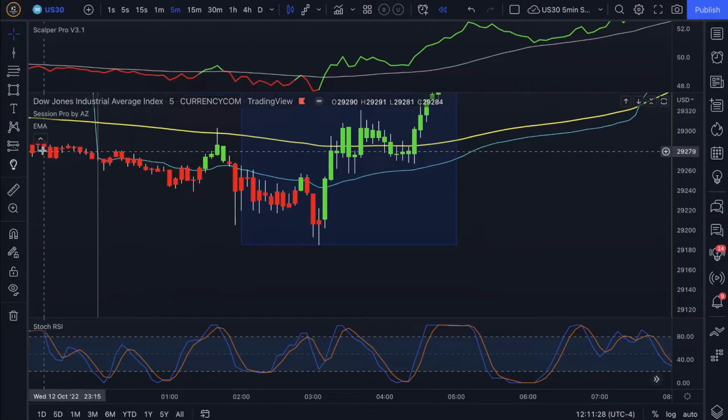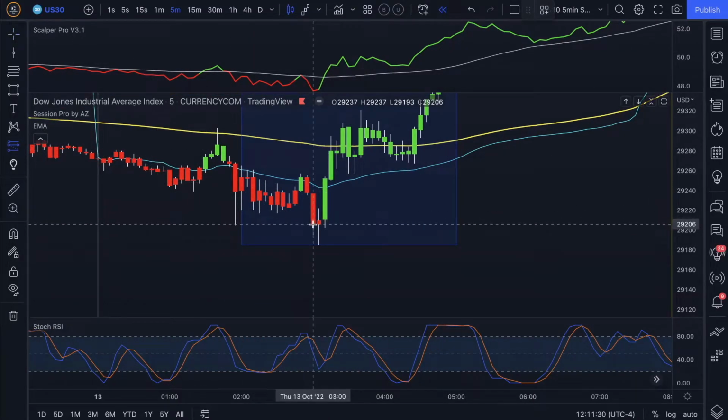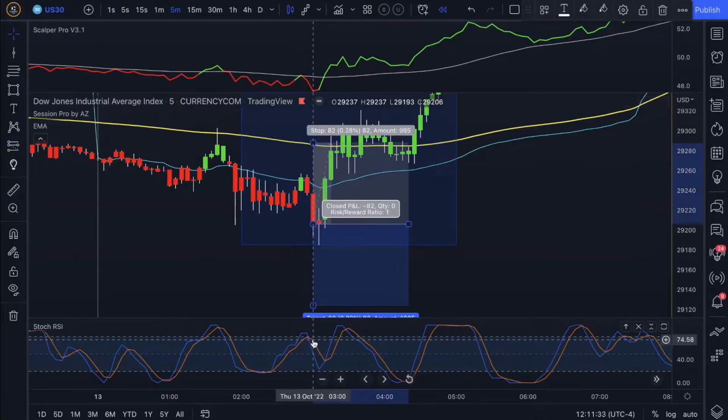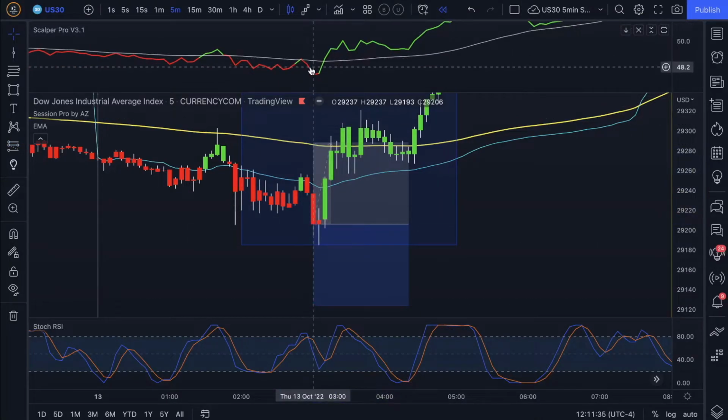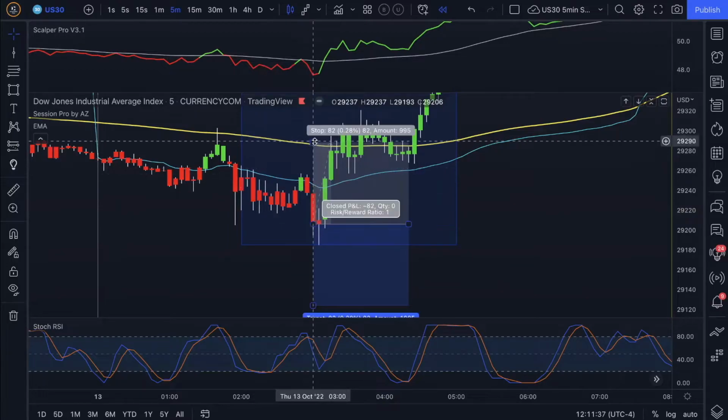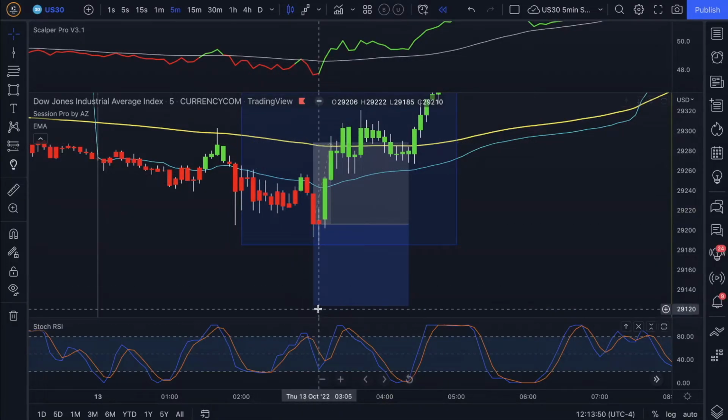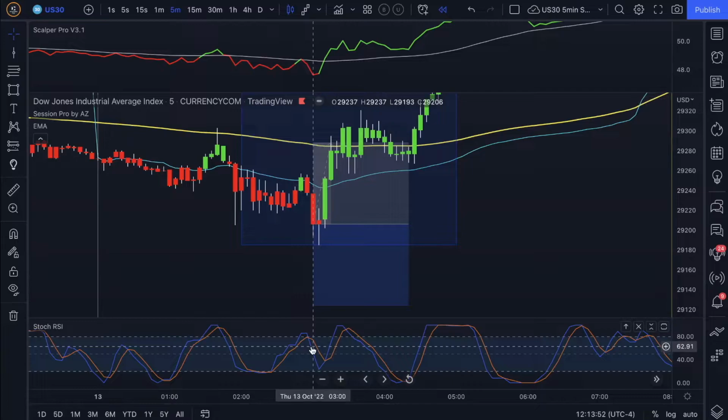So now what we would have done is we would have entered right on this candle, because right here we had a bearish Scalper Pro. We are below VWAP and EMA this time, and we have the stochastic RSI crossing over bearish above the 50 level.